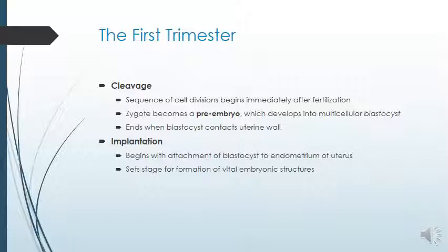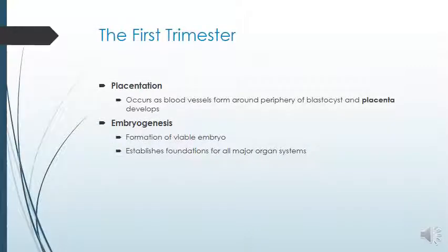The next part is implantation. This begins with the attachment of the blastocyst to the endometrium of the uterus, and this sets the stage for the formation of vital embryonic structures. Placentation occurs as the blood vessels form around the periphery of the blastocyst, and this allows the placenta to start to develop. The placenta is a complex organ, and it permits exchange between maternal and embryonic blood.